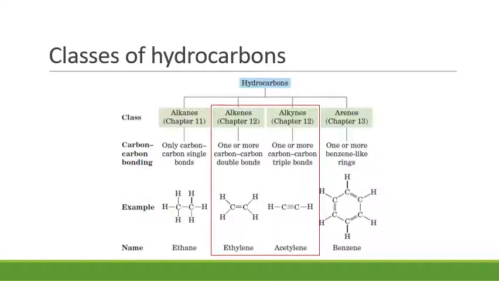Slide 7. Classes of hydrocarbons. As was discussed in our previous modules, hydrocarbons may be classified as alkanes, alkenes, alkynes, or arenes. Alkenes are characterized by having one or more carbon-carbon double bonds. Alkynes possess at least one carbon-carbon triple bond. Shown at the bottom are some examples of alkenes and alkynes. Ethene, or ethylene, is the simplest alkene, while ethyne, or acetylene as it is commonly called, is the simplest alkyne.